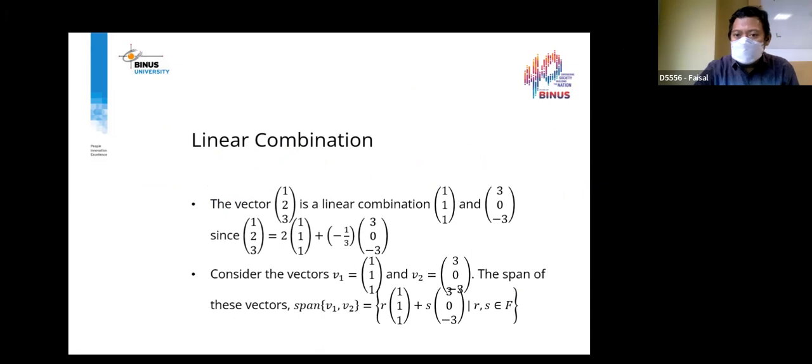Okay, any questions about linear combinations? So a linear combination is a vector obtained from scalar multiplication and the sum, and the span of some vectors is a set. What is the element? The element is a linear combination. So span is the set of all linear combinations.